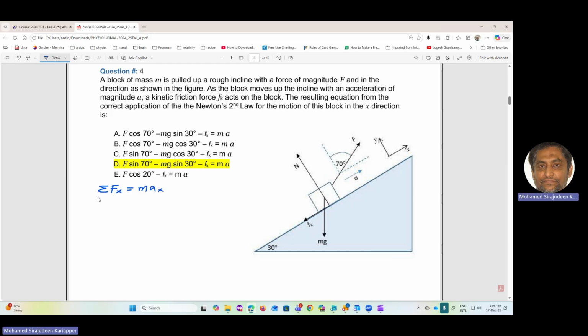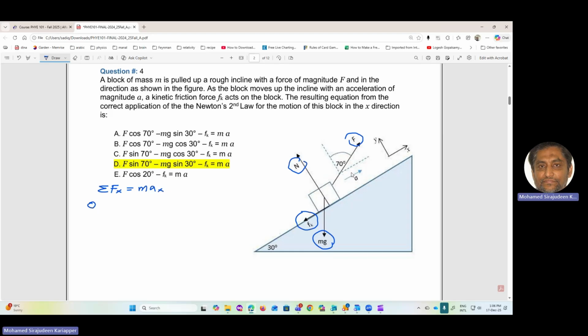So this is the net force in the x direction. We have 1, 2, 3, and 4 forces acting on it. So we'll start with the normal force. We sum all the forces in the x direction, one by one. The normal force is entirely in the y direction, so it has 0 component in the x direction. So I put 0 for the normal force.